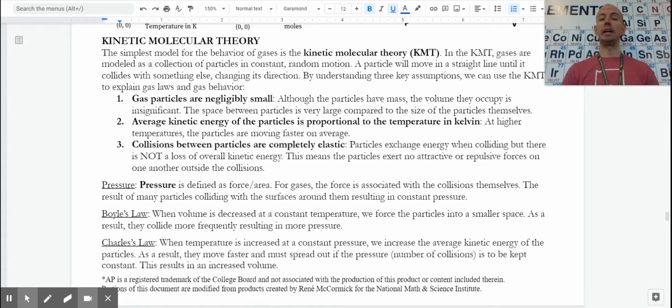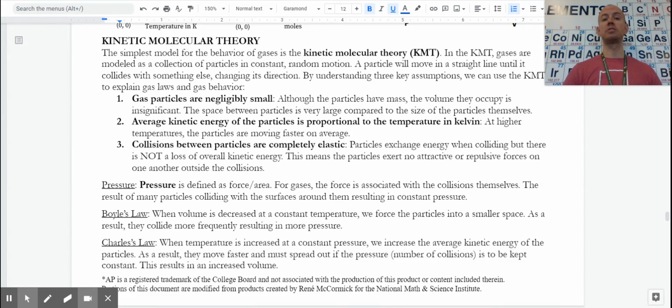Those particles keep moving until they run into something else, either another particle or the container that they're in. And when we describe gases, we think about three things that we define as true for their behavior. First of all, that the particles themselves are negligibly small. So not just saying that they're small, but they are so small that we ignore the particle size itself. Particles do have mass, they do move around, but the volume that the particle itself occupies compared to the size of the container is so small that we ignore it.